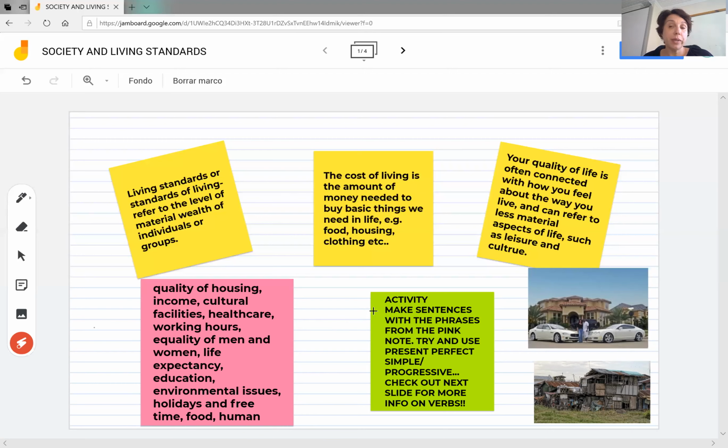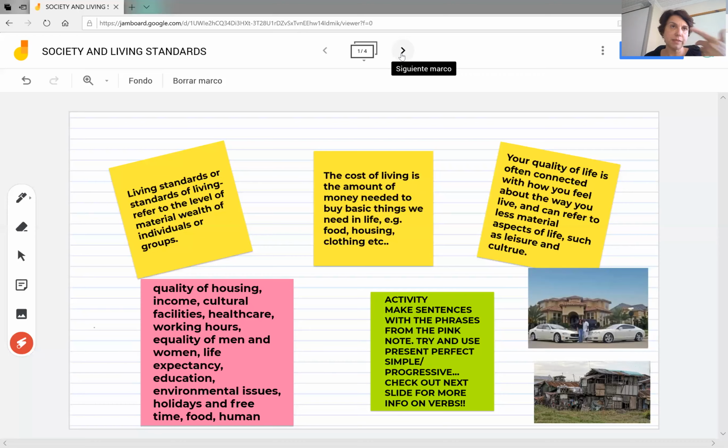So if you look at the pink post-it, it says activity. Make sentences with phrases from the pink note. Try and use the present perfect simple or the present perfect progressive. So before doing that, I want you to check out the next slide. Even though we have done it already, we're just going to quickly go over present perfect simple and present perfect progressive.